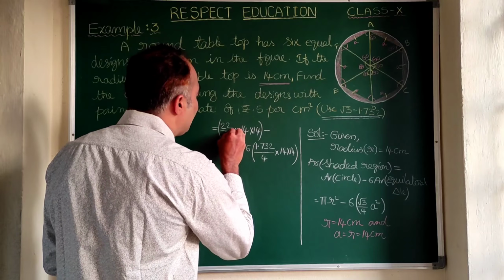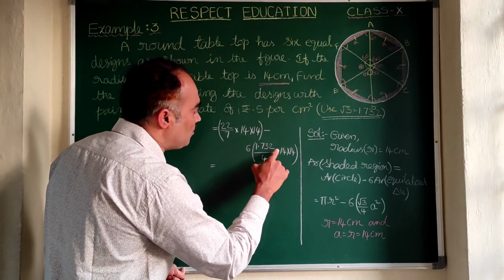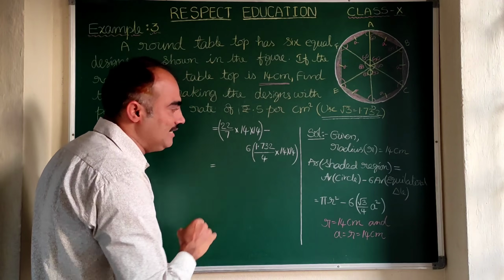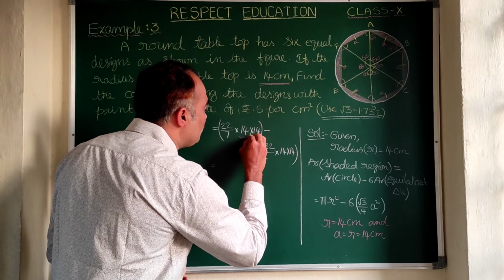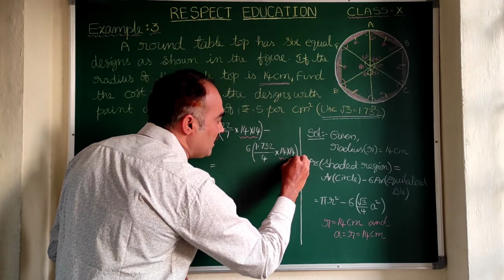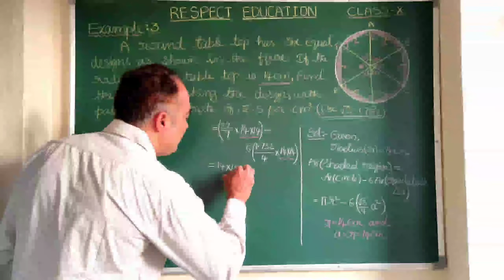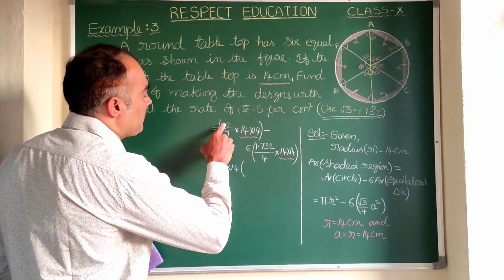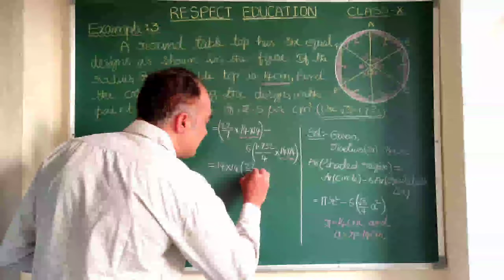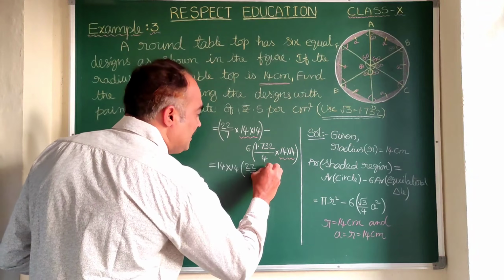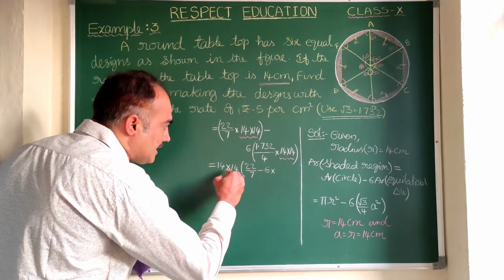Here we can cancel, or here we can take 14 into 14 common also. I think it may be the easiest way of solving. Here you observe 14 into 14, here 14 into 14. I am going to take 14 into 14 common. So here 22 by 7 is left. Let us write 22 by 7 minus 6 into this, 14 into 14 is taken as common.